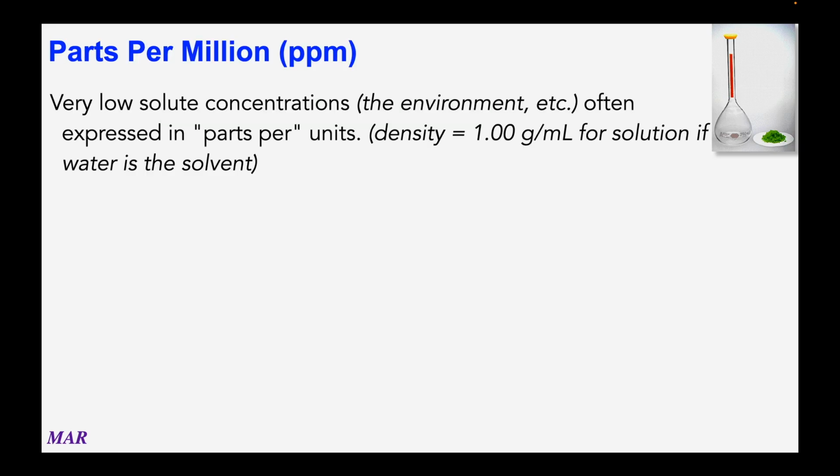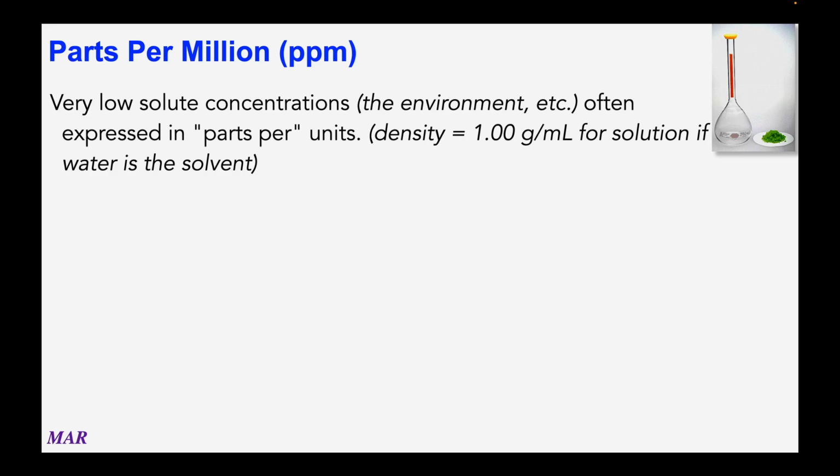A type of unit you might come in contact with more often is what's called parts per million. And parts per million, and also the equivalent parts per billion, and sometimes even parts per trillion, are used for very low solute concentrations. If you ever look at environmental work, like environmental studies, or sometimes the government will use this when talking about water purity, parts per million are used. Parts per million is probably the most common, but again, you can have parts per billion, parts per trillion, and so on.